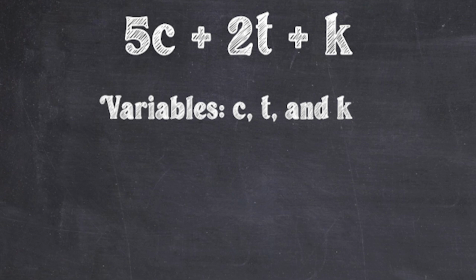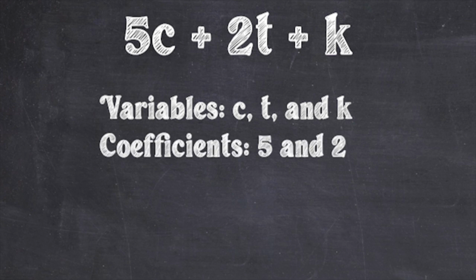Finally, let us take a look at the number appearing with the variables. With C, we have a 5. With T, we have a 2. Hence, we have two coefficients so far, 5 and 2. With K, we do not have numbers present. Remember that when a variable does not have any visible coefficients, the coefficient is assumed to be 1. So here the coefficient of K is 1. Therefore, our coefficients are 5, 2, and 1.